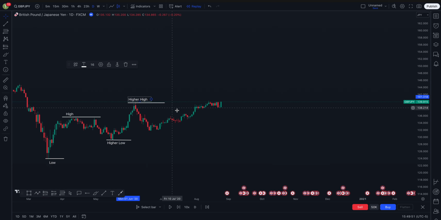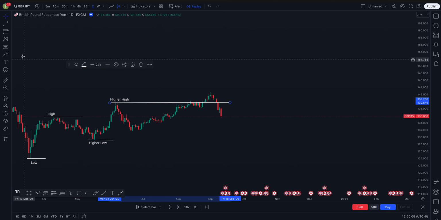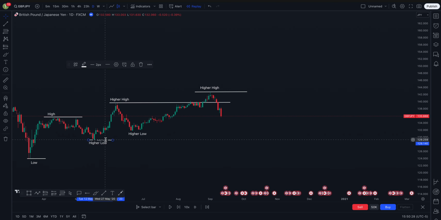So this is a higher high. Now, this candle is the higher high. So now we're waiting for another candle to break this high. Do we have another candle to break this high? Yes, it does. So once we see that, this now becomes our new higher high. And this now is our new higher low.